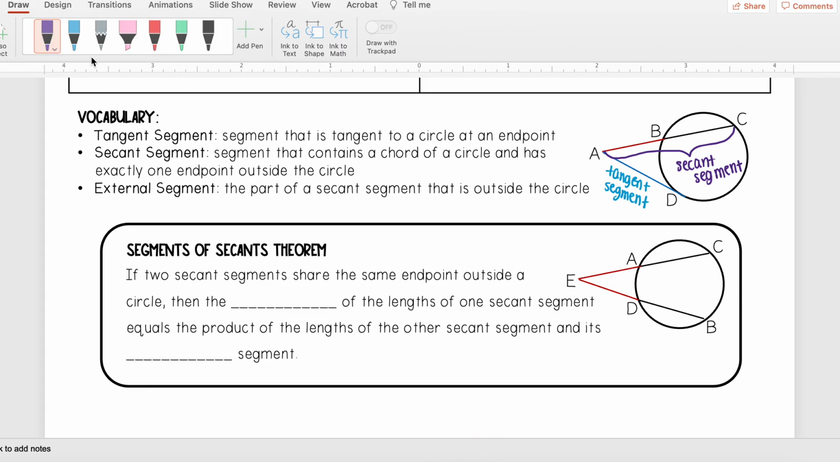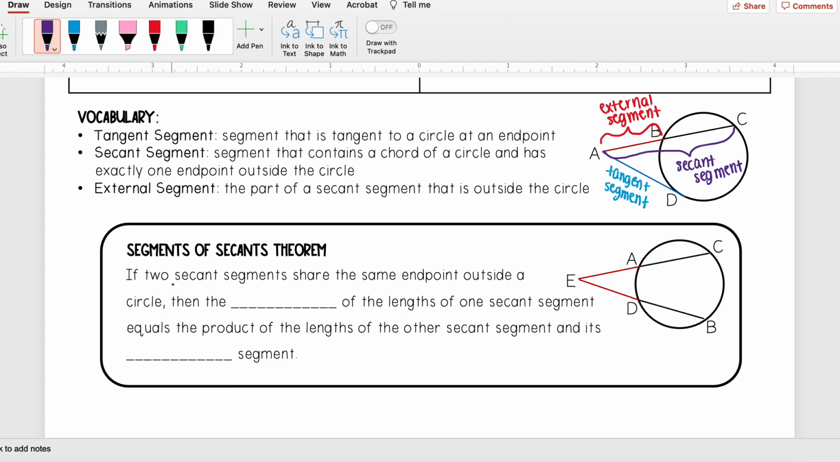And then lastly, we have something called the external segment. And that is the part of a secant segment that is outside the circle. So I see that AB right here is my external segment. So keep this visual in mind as we go into this theorem, because we're going to be talking about all three types of segments here.